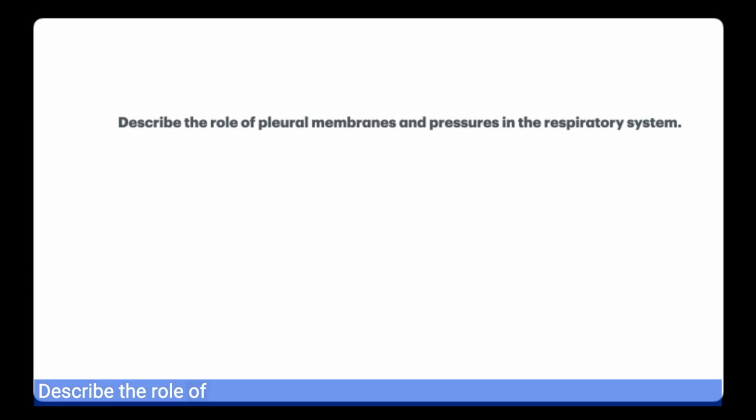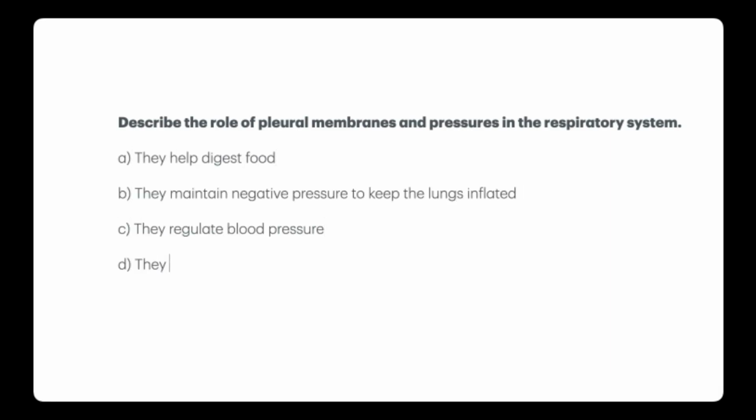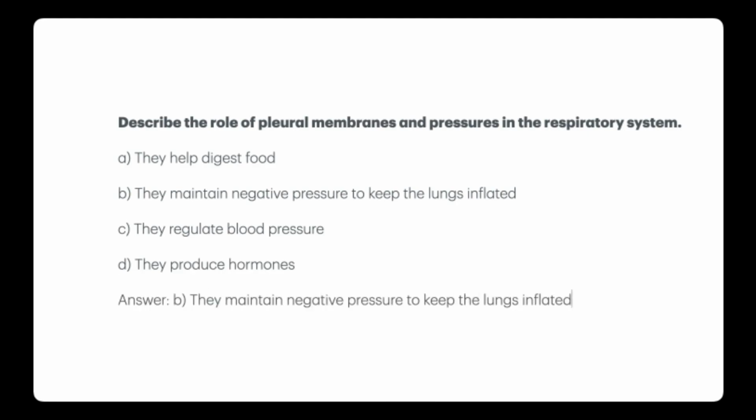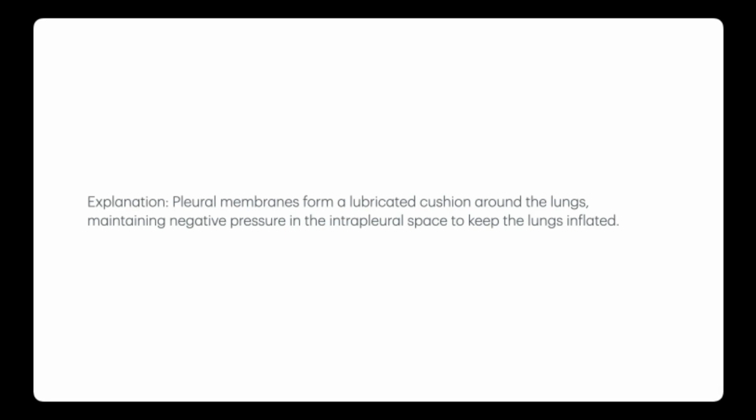Describe the role of pleural membranes and pressure in the respiratory system. That's right. Remember, the pleural membranes form a lubricated cushion around the lungs, maintaining negative pressure in the interpleural space to keep the lungs inflated.